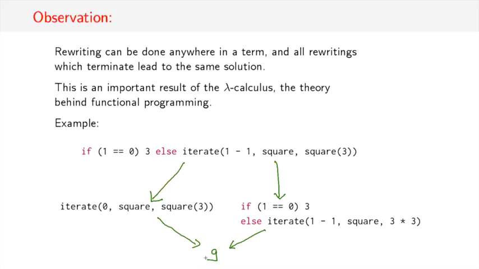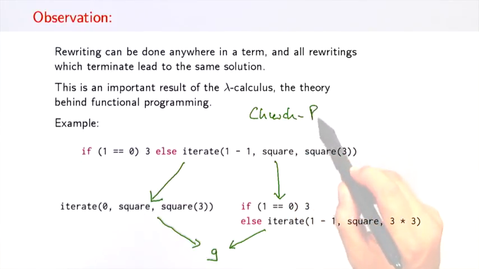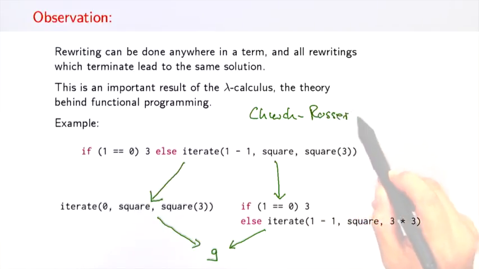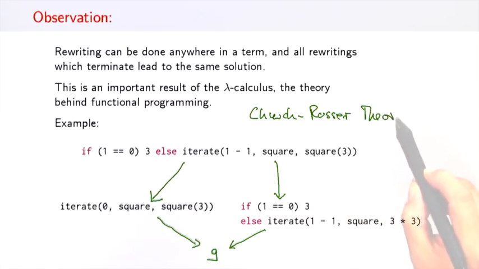And that idea that I can rewrite anywhere in a term, but finally all results yield the same result, is sometimes called confluence, because these arrows flow together in the final result. And this confluence result was discovered by Church and Rosser, so sometimes it's also called the Church-Rosser theorem of lambda calculus. Now, all these observations hold in the world of pure functional programming.